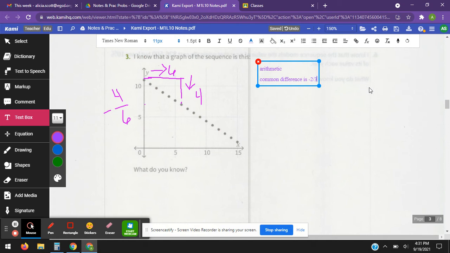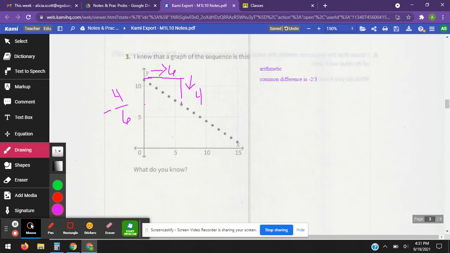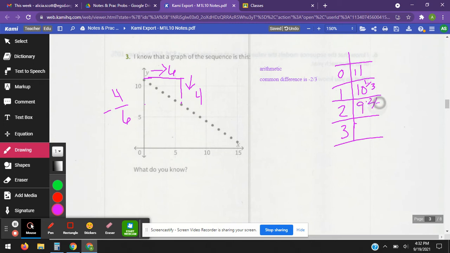Next, can we come up with our equations? I bet we can. You know what? Let's do a table first. Just because, why not, right? So, the 0 is 11. If we're taking away 2/3, 1, 2, 3. So this would be 10 and 1/3, right? And then this would be 9 and 2/3. And then this one would just be 9.